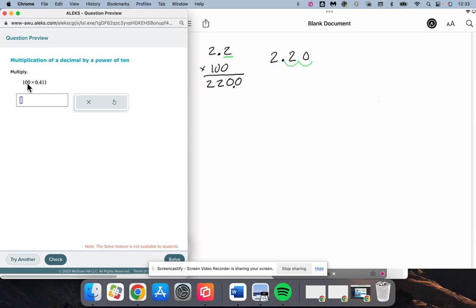Similar here, we have 100 times 0.411, and I'm not going to do the longhand version of this. I'm going to recognize that I'm basically putting the tens and hundreds into this number. So we're going to start with 0.411. We're multiplying it by 100, so 2 decimal places, 2 zeros, 1, 2. And so that's going to end up being 41.1.